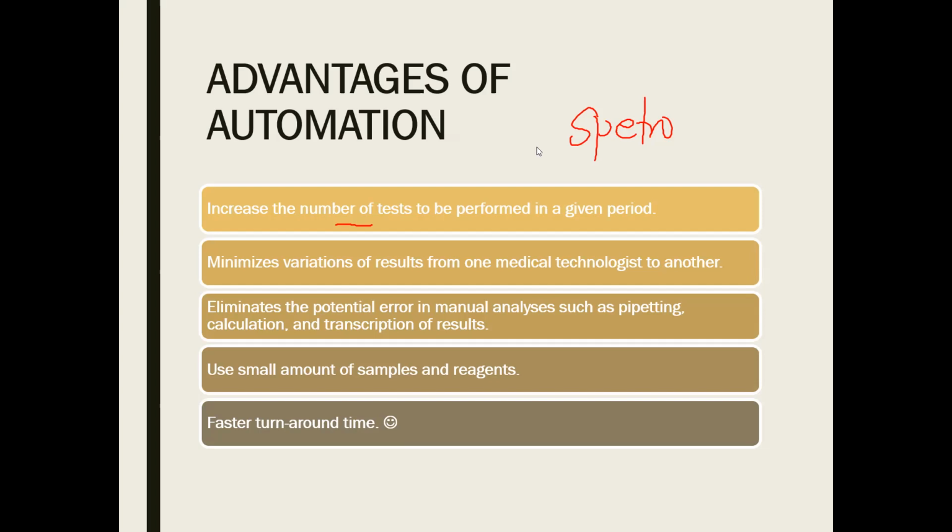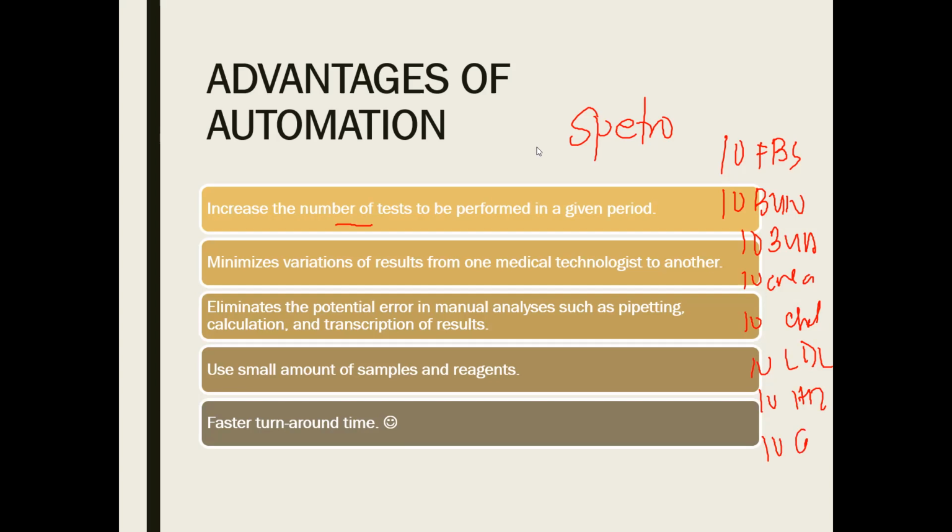Gagamit ka ng spectro. Tapos you have 10 FBS, 10 BUN, 10 BUA, 10 CREA, 10 COLE, 10 lipid LDL, 10 HDL, 10 triglycerides. Before you can test BUN, you must finish first the 10 FBS. Kung paulit-ulit yan ang gagawin, ilan po yan? 10, 20, 30, 40, 50, 60, 70, 80. 80 times kang nag-test na nag-test.